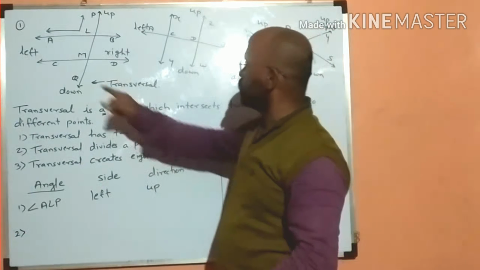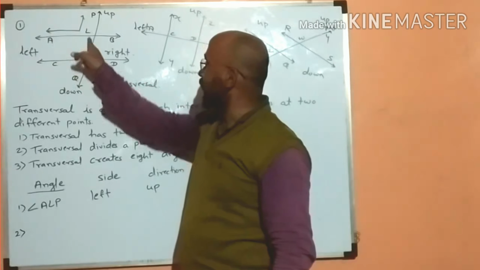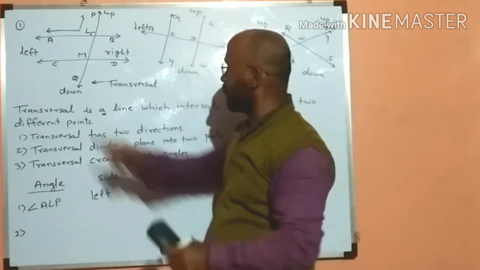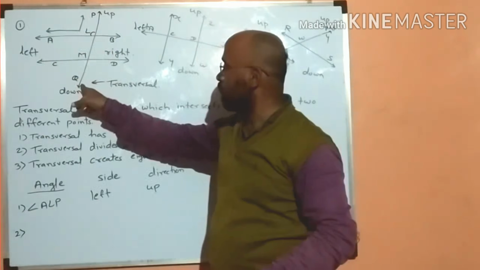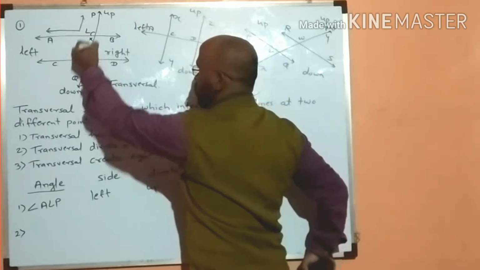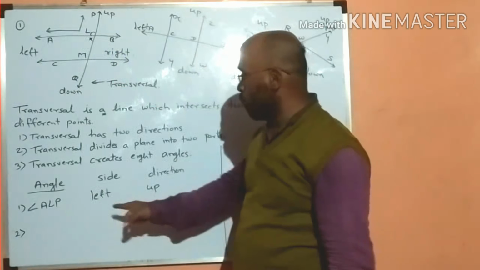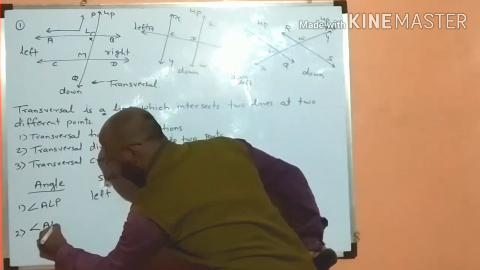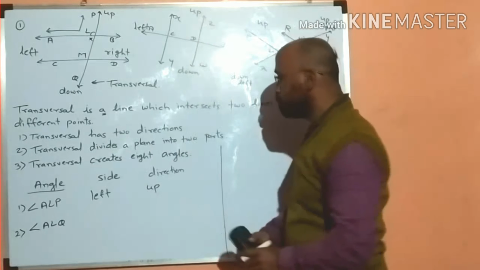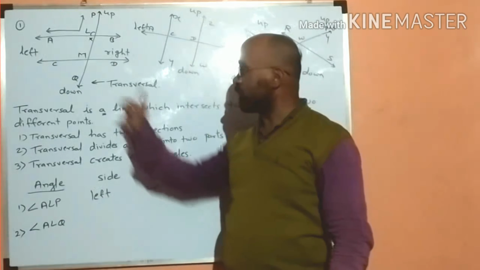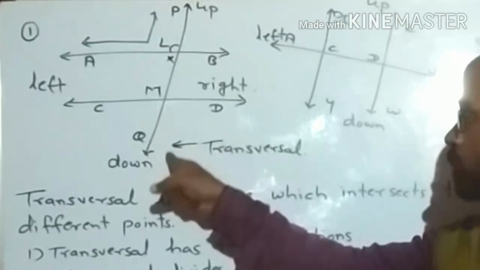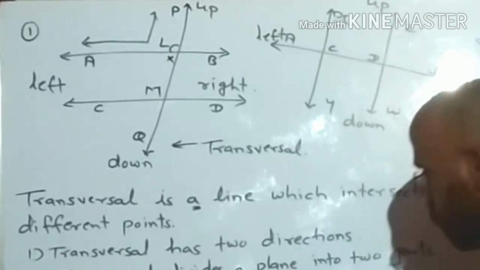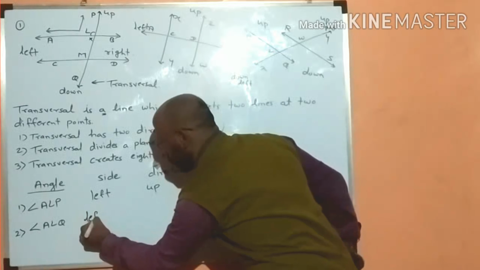Now let us see second angle. Second angle is, suppose, ALQ. We are covering this angle, right? So let's write name of the angle, ALQ. After that, on which side of the transversal it is? Transversal is PQ. ALQ is on the left of the transversal, so side is left.